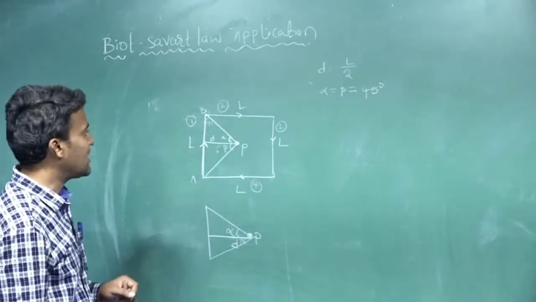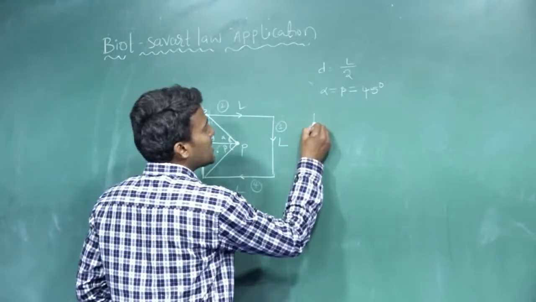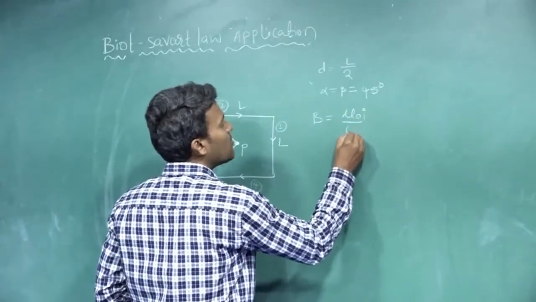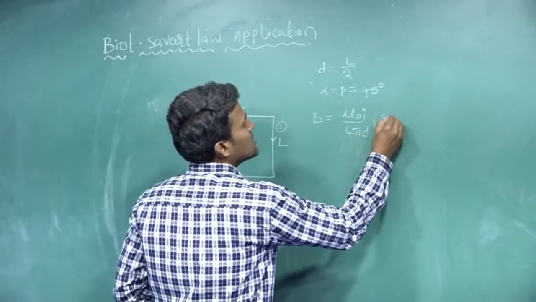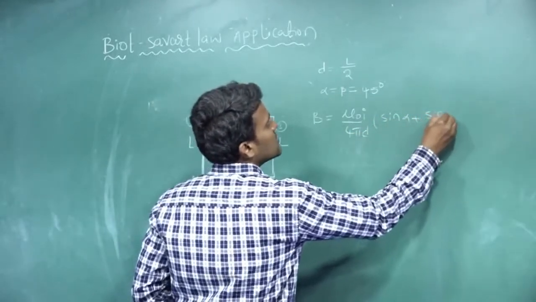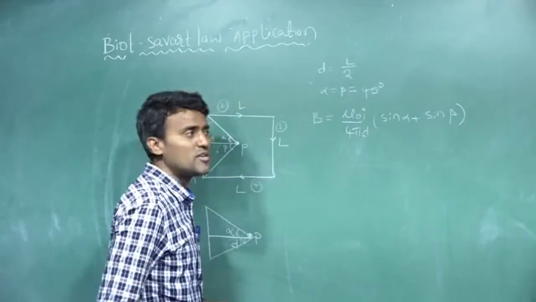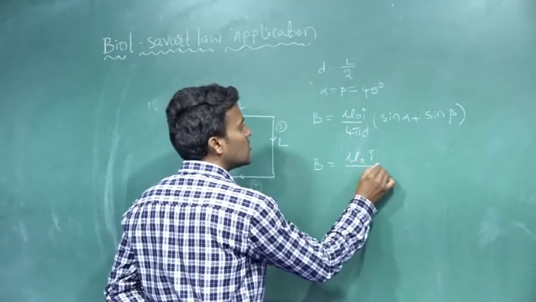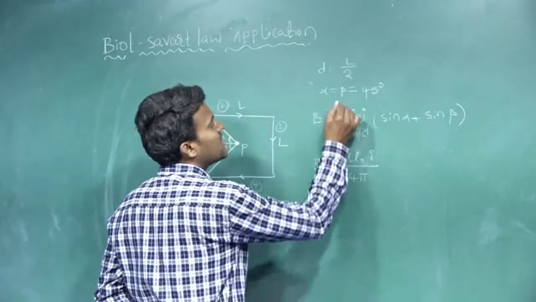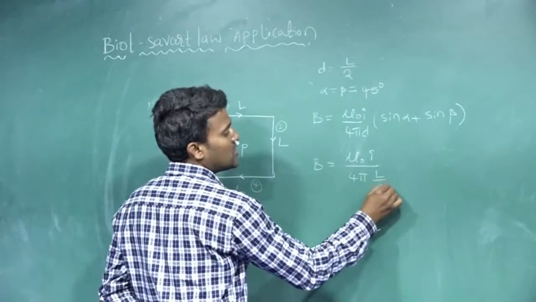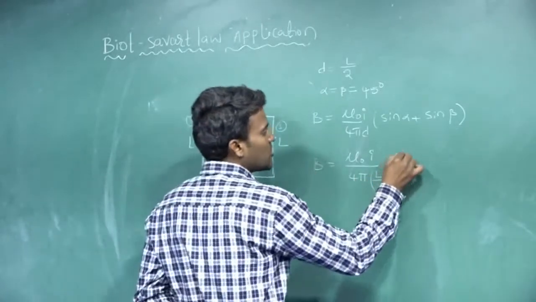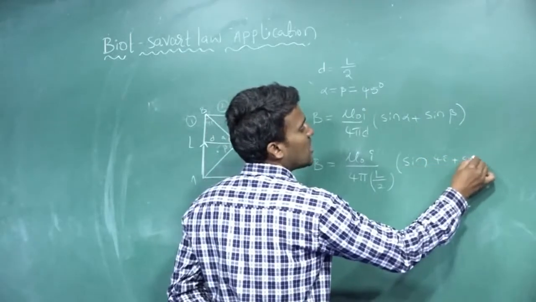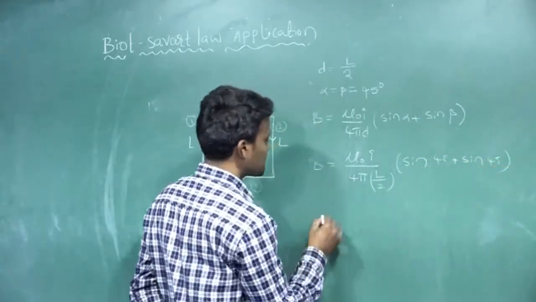Okay, now I am writing the formula. Magnetic field B is equal to mu naught I divided by 4 pi d, sine alpha plus sine beta. Now substitute those values: mu naught I, 4 pi D, where D is equal to L by 2. Next, I am writing sine alpha as 45 degrees plus beta also 45 degrees.